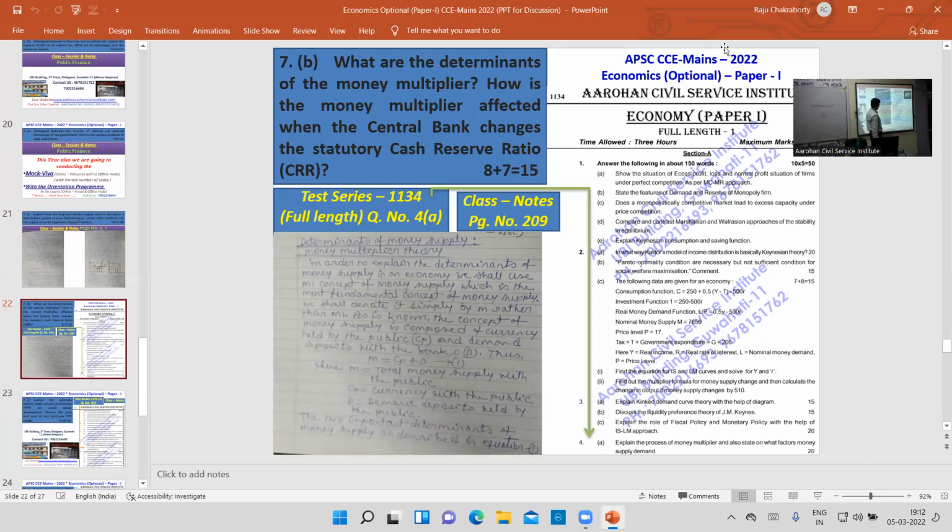209, question number. In class we also have this in our full length test: extend the process of the money multiplier. On what factors does money supply depend? The temporary cash reserve ratio is also one of the most important factors on which the supply of money depends.